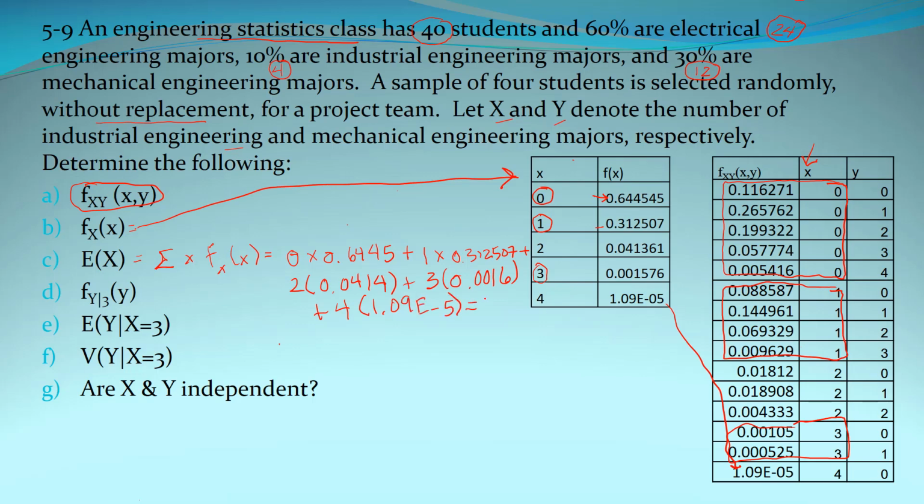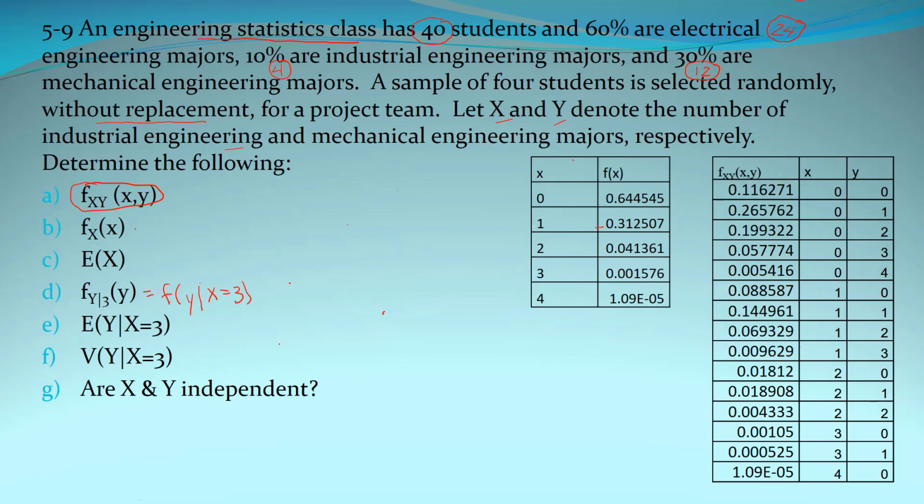And it all magically adds up to 0.4. So that's our expected value of x. Now for part D, we are asked, maybe a better way to write this is, the distribution of y given that x is equal to 3.